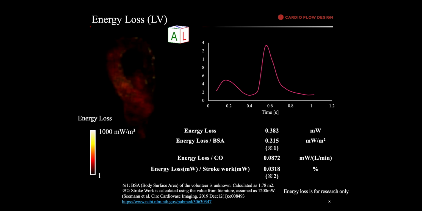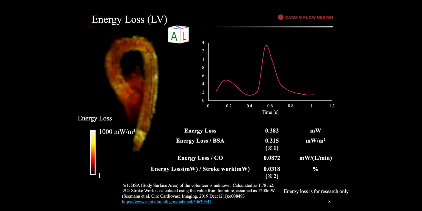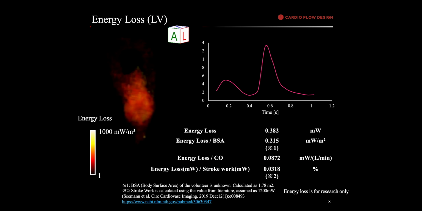Further breaking down energy loss, we compare it against metrics like body surface area and stroke work. These calculations help us understand the overall work efficiency of the heart and identify areas where energy is not optimally used.